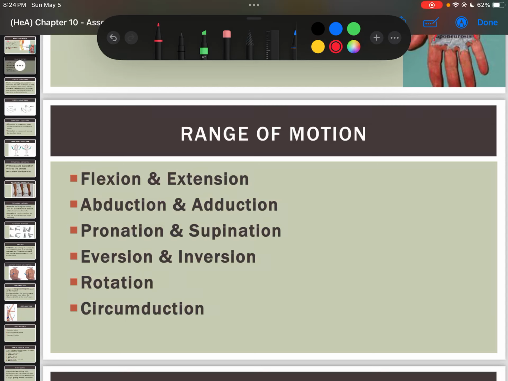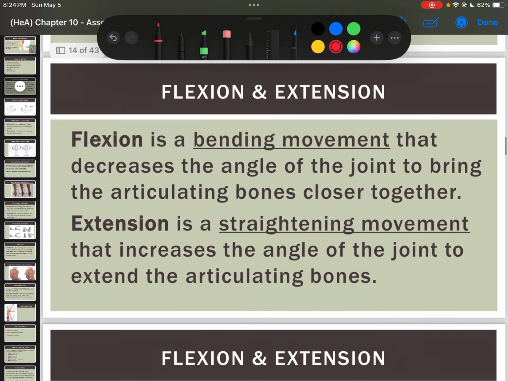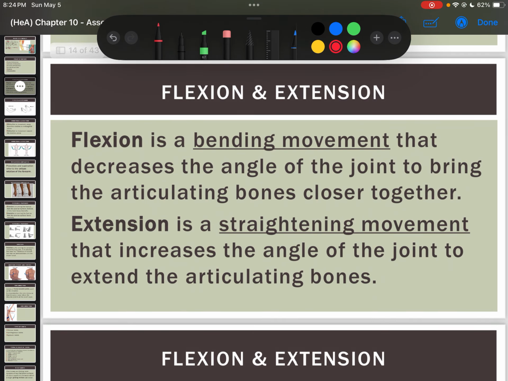Okay, so now we will discuss our range of motion. First and foremost is our flexion and extension. Flexion is the bending movement that decreases an angle of the joint to bring the articulating bones together. Okay? Bending movement.